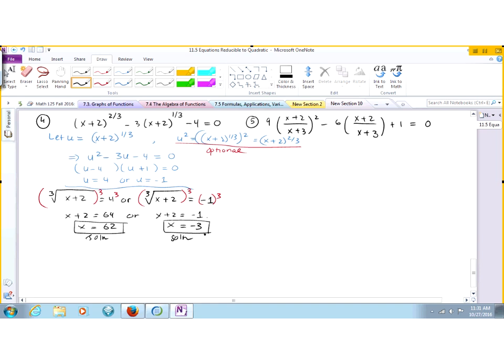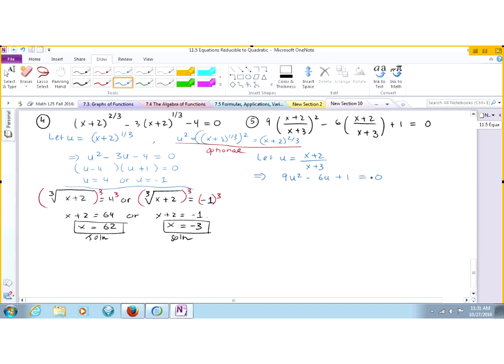Did you guys do it right? Okay, good. Now number 9. Let u equal x plus 2 over x plus 3. Do I have a u squared? Can you see that it is a u squared? Okay, then we don't have to write it. So 9u squared minus 6u plus 1 is equal to 0.